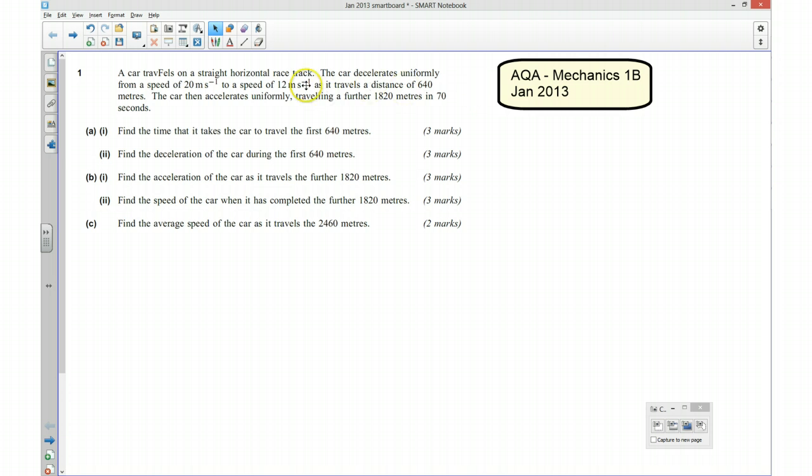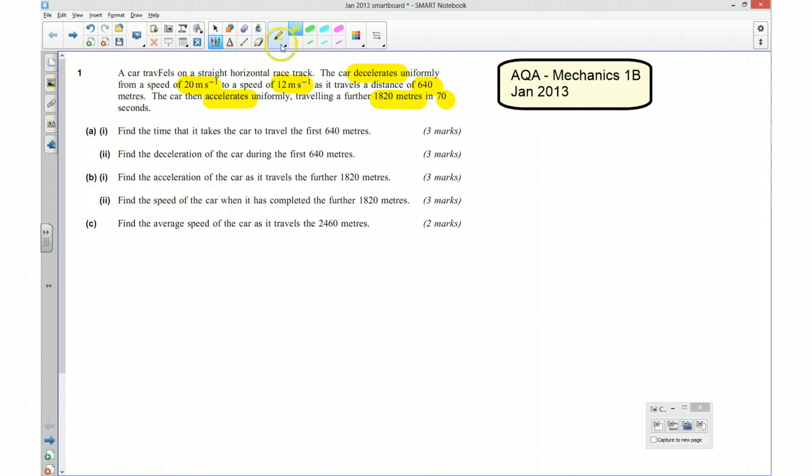A car travels on a straight horizontal racetrack. The car decelerates uniformly, and I'm just going to grab my highlighter pen so I can say that it decelerates from a speed of 20 meters per second to a speed of 12 meters per second as it travels a distance of 640 meters. The car then accelerates uniformly, traveling a further 1,820 meters in 70 seconds. Okay, so I've highlighted all the key information there.